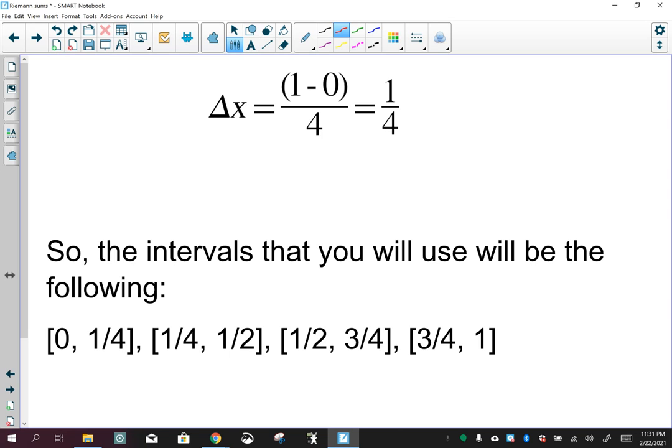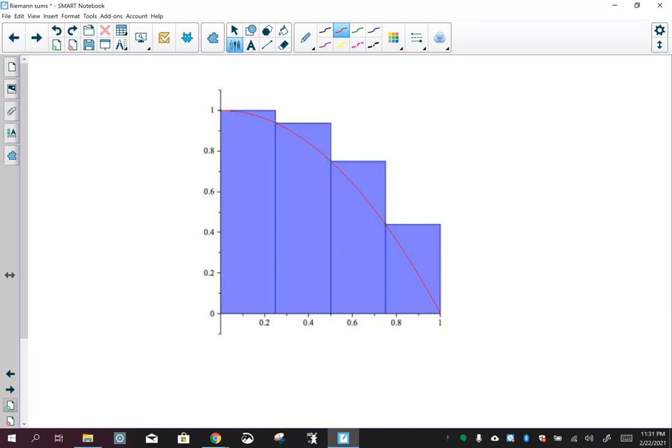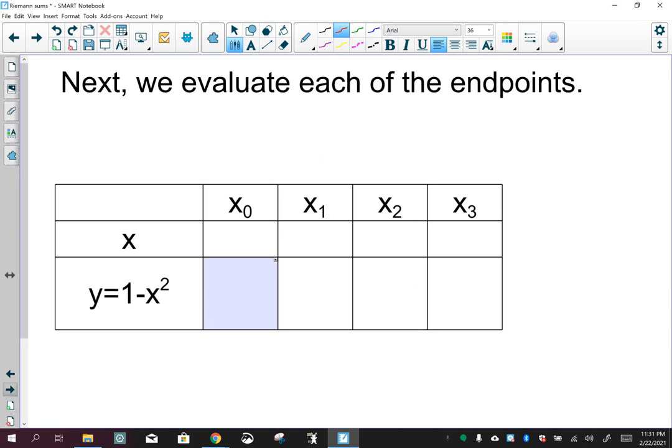Now, when I'm doing this, I've got this popping up that looks like this. Notice here that this is a left Riemann sum. I'm decreasing. So since I've got a left Riemann sum and I'm decreasing, this is going to be an overestimate. Then I just need to find the height of each one of these rectangles. So that's where this piece comes in.